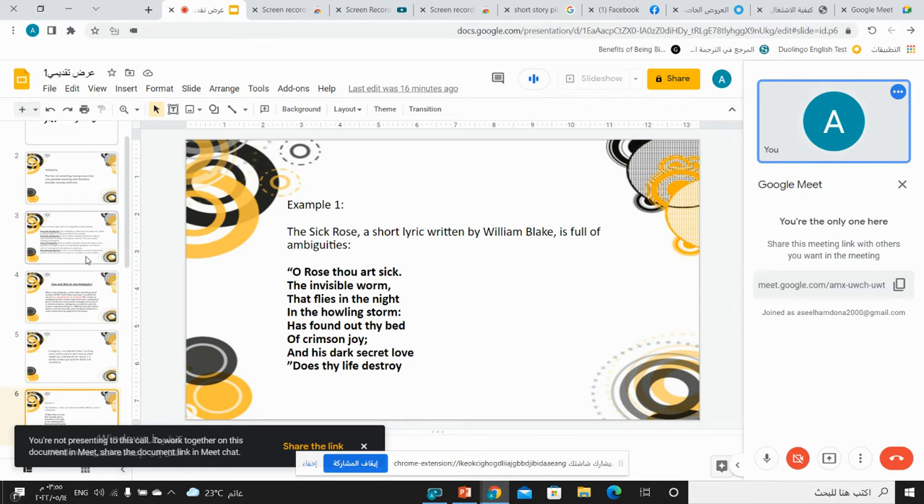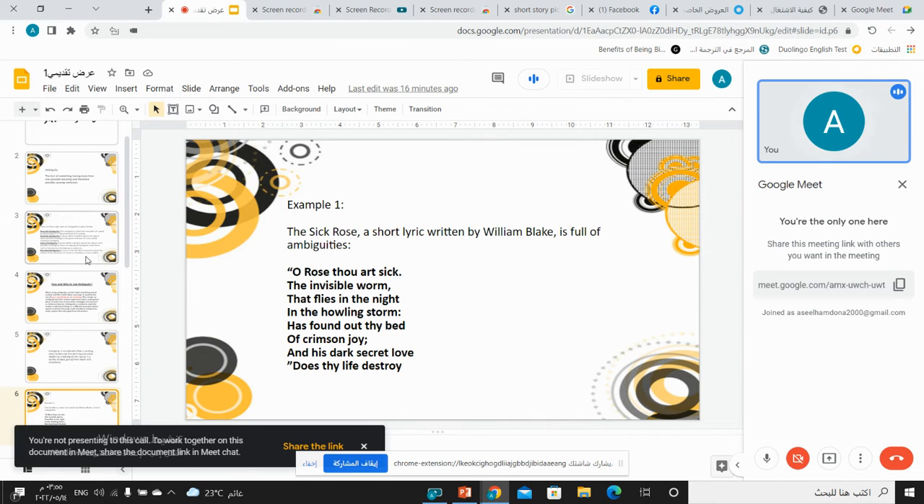And the word worm, there are many insects that actually feed on roses and flowers. Why is he using the word worm especially? I don't know. I think he is using it because it refers to the warmth, or something like that. I don't know. That flies in the night. Flies.